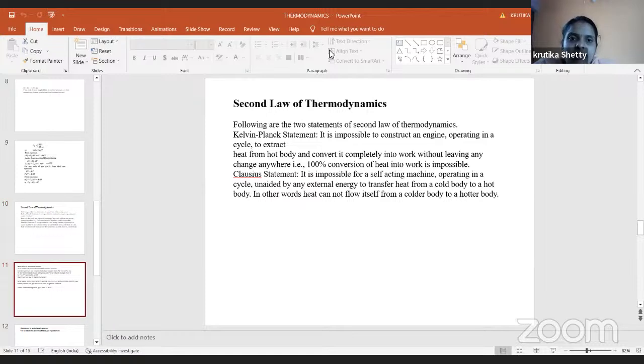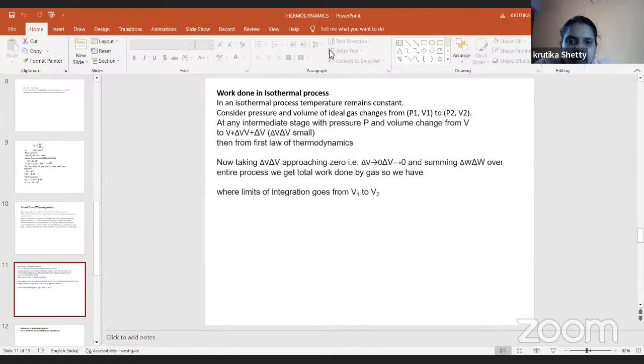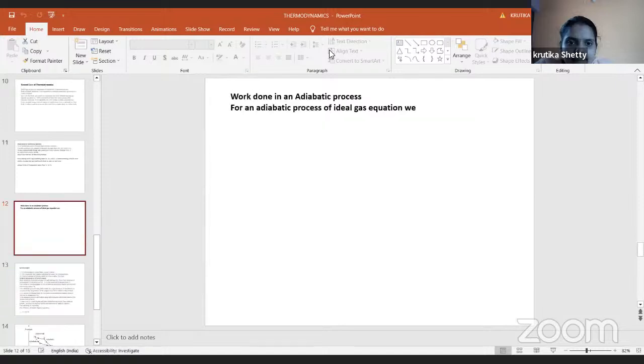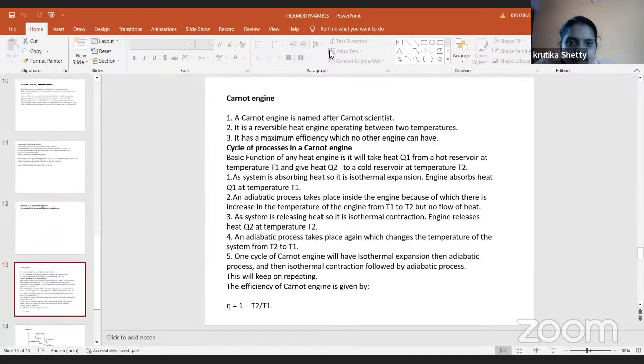Then the next one is work done in an isothermal process. As I told you, we don't require the derivation part. Here we have the Carnot engine, named after the scientist Carnot. It is a reversible heat engine operating between two temperatures. It has the maximum efficiency which no other engine can have.